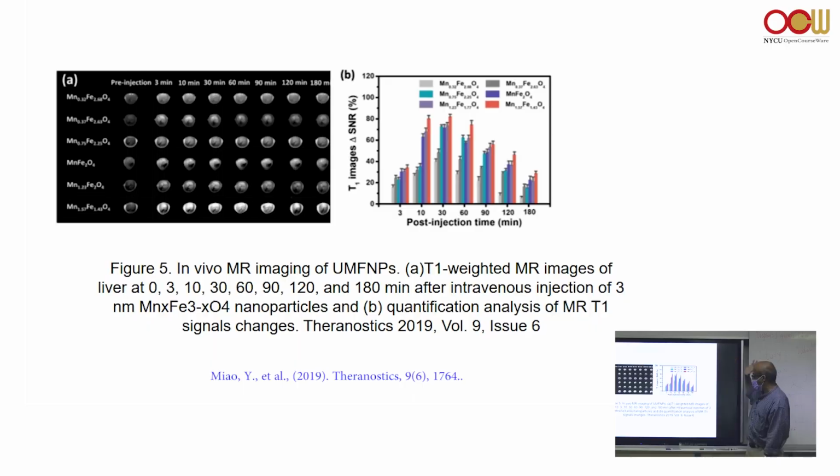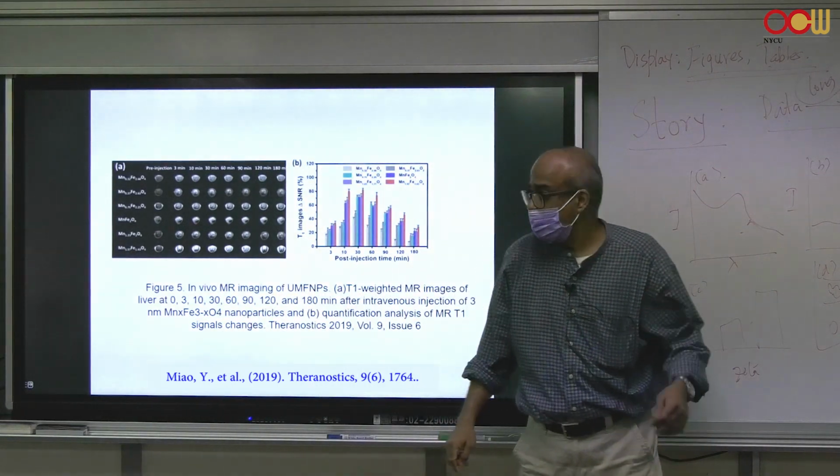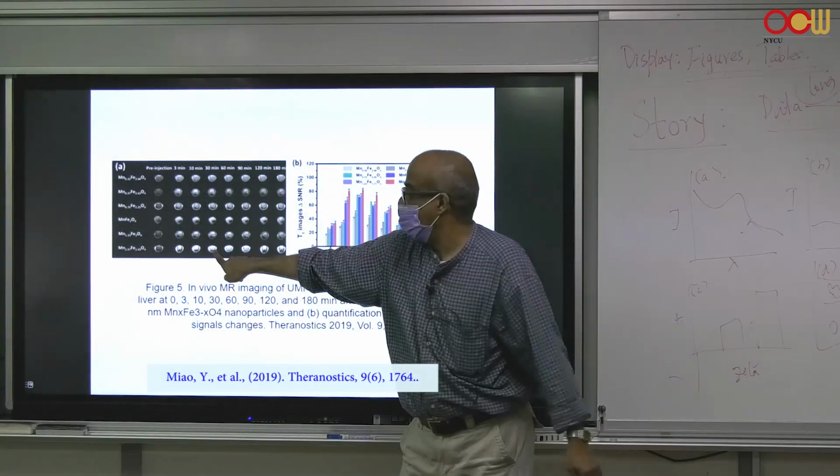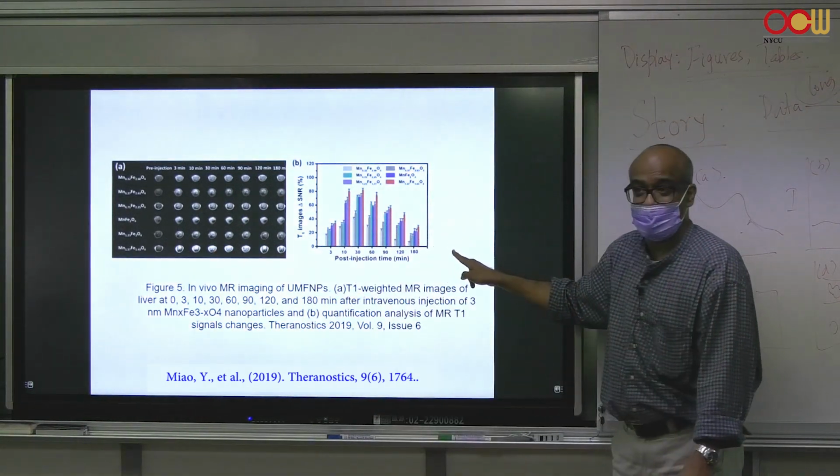So I know which one is the highest. The T1 image, the highest signal to noise is probably that one. And that is the red one. What is the red one? Red one is this one. Manganese 1.57, iron 1.43, and oxygen 4. This one, what time? 30 minutes. This one is the brightest. I know from this data.